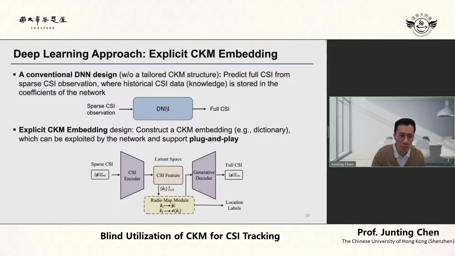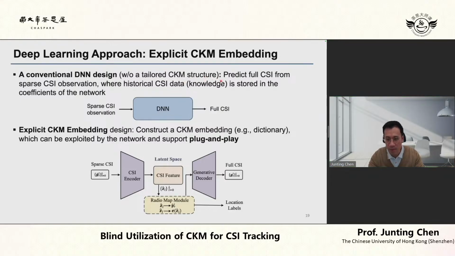Now, to begin with, I would like to make a comparison between a conventional DNN design and our design. Right, a conventional DNN design refers to the design where we don't have a tailored CKM structure, right?